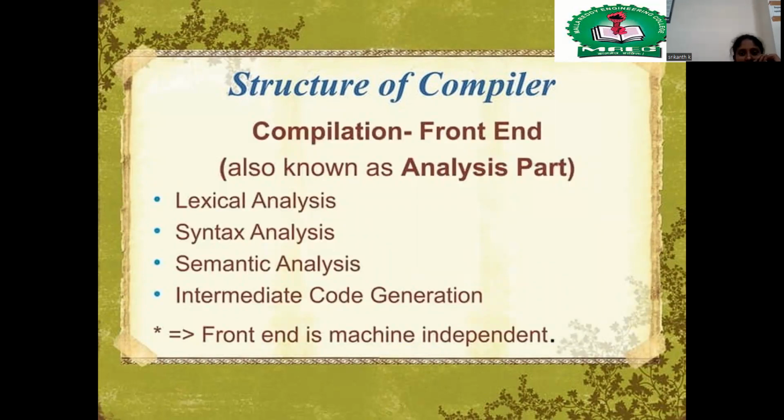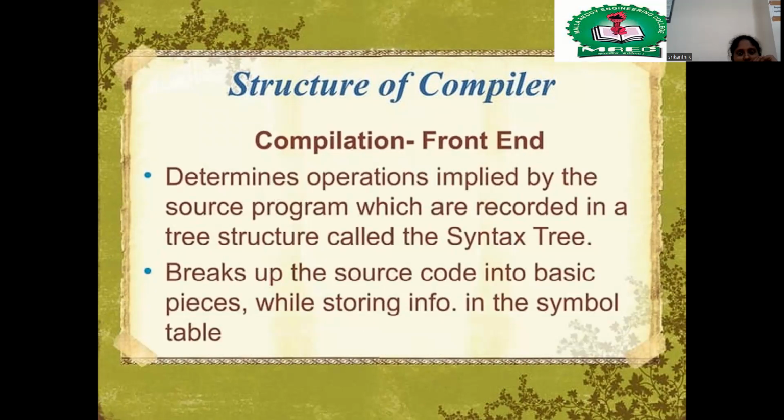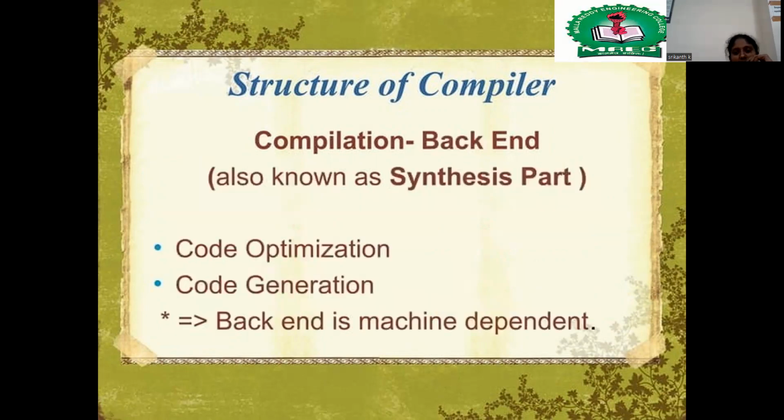After that, compilation front end. It is also known as the analysis part. Under this analysis part, the stages are lexical analysis, syntax analysis, semantic analysis, intermediate code generation. Front end is machine independent. It determines operations implied by the source program, which are recorded in a tree structure called the syntax tree. It breaks up the source code into basic pieces while storing information in the symbol table.